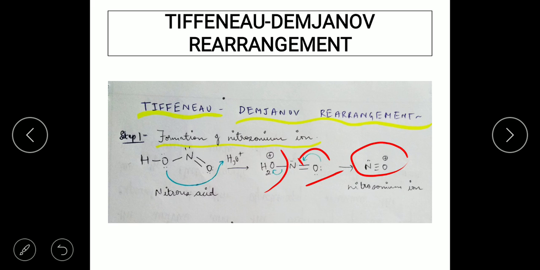N triple bond O is a nitrosonium ion. We call it an ion because the oxygen here has bond order 3, it is bonded with 3 bonds to nitrogen. Hence, oxygen possesses a positive charge. So this is what we call the nitrosonium ion. Now this ion is an electrophile, and this electrophile is going to attack the nucleophile. Here the nucleophile is nothing but the amino alcohol.